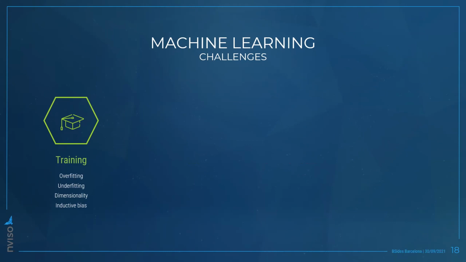Also, a problem is always dimensionality. So the more dimensions and factors and features we have to learn, the more data is required. And again, there's this inductive bias. So there are certain assumptions we make, for example, when extracting the feature vector. And this has, of course, an impact on the results we get.